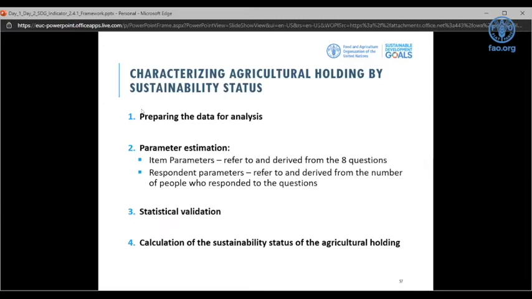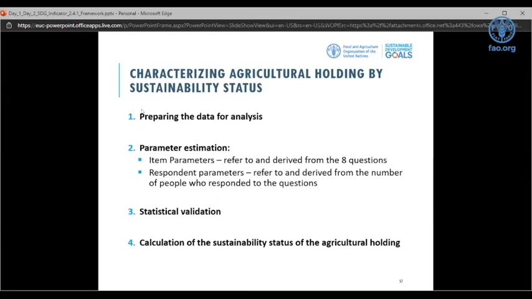Now, once these parameters are estimated, we then perform statistical validation, where an assessment is made as to whether, depending on the quality of the data collected, the estimated parameters are valid. That is, the data are consistent with the theoretical assumptions that inform the model. So you need to make sure that the estimates produced by the model, both the item parameters and the respondent parameters, satisfy the assumptions of the theoretical model produced by FAO in collaboration with Cornell University.